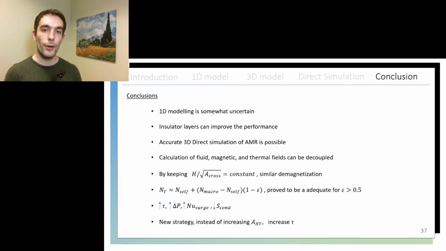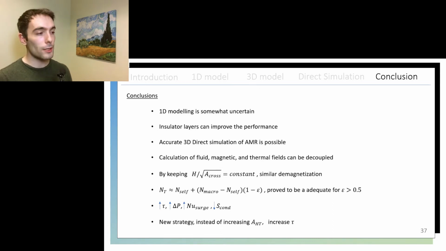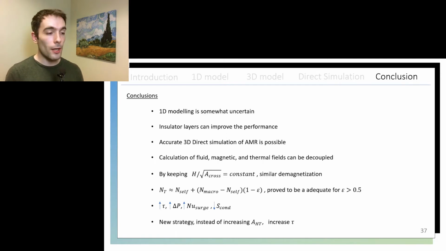The conclusions of this project can be summarized in the following slide. One-dimensional models have proven to be somewhat limited because of the number of models we need to plug into them, and because the accuracy of those models can be somewhat limited as well. The insulator layers have proven to reduce the conduction losses effectively and improve the performance of plate regenerators. The accurate three-dimensional numerical simulation of magnetic regenerators has proven possible, and the calculation of the fluid velocity profiles and the magnetic fields has also proven to be decoupled from the thermal field, which is great news because the computational load that the solution requires has been lowered substantially.